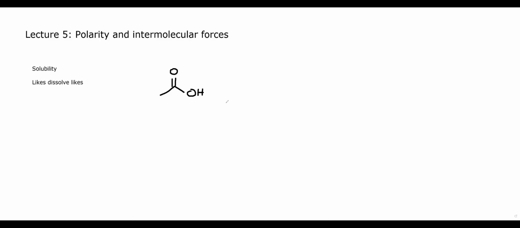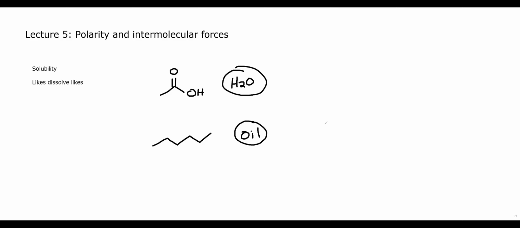So let's take a polar molecule here, like acetic acid. So the acetic acid molecule is very polar. We have several dipoles on this molecule, right? We have lots of oxygens, we have OH, we have hydrogen bonding. This is a very polar molecule. So it's going to dissolve readily in a polar solvent like H2O. Let's take a very nonpolar molecule like hexane. This is very nonpolar because it has no dipole. This will readily dissolve in any sort of oil or other nonpolar liquid.